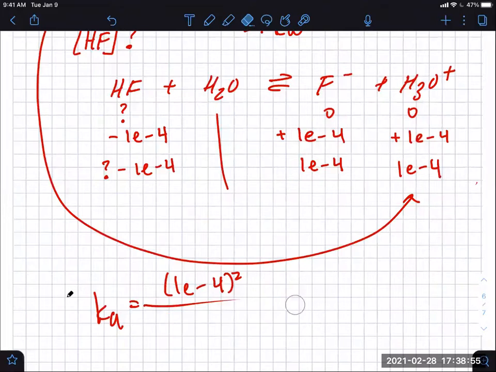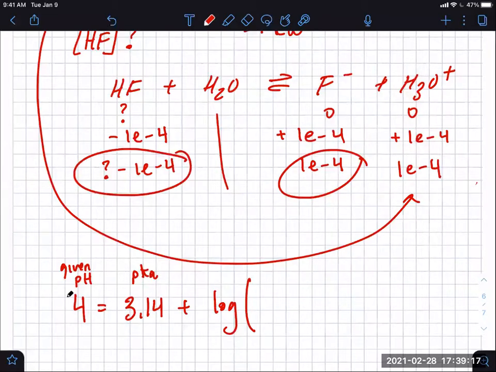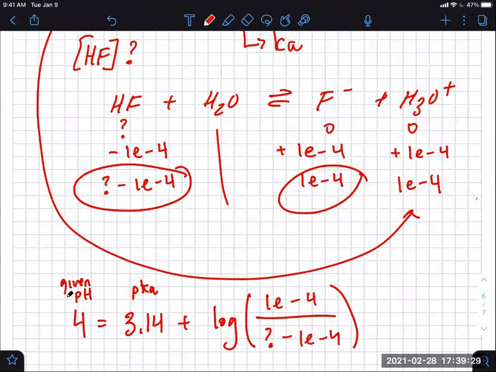Another way you might run into is if you're given the pH equals 3.14. So this is your given pH equals your pKa, which you know, plus log of your deprotonated form, 1e negative 4 over question mark minus 1e negative 4. Okay, and then you can solve for question mark that way, which is a really common problem that you'll see.